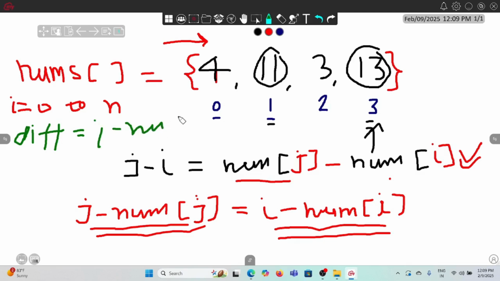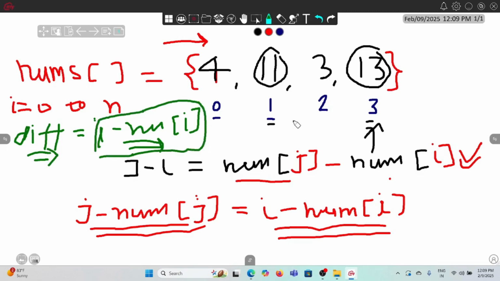If we get this difference, we will check whether it has occurred already at some other index on the left side. Let's say we have already seen a similar difference. That means we have found a good pair (i, j). So we will make a hash map, store this difference in the hash map and traverse through this array. Wherever the hash map shows it is already seen, that means we found another good pair.